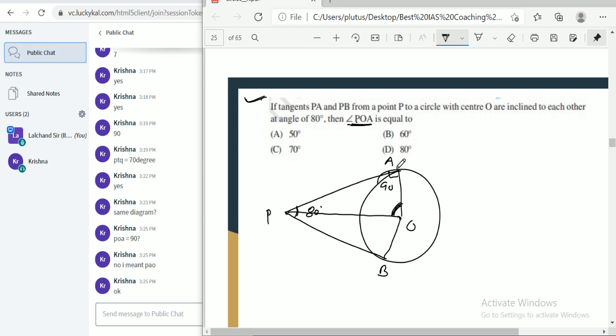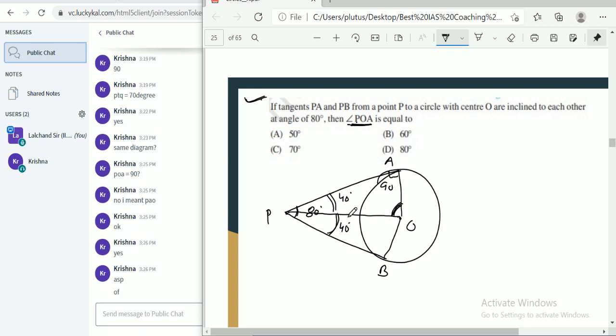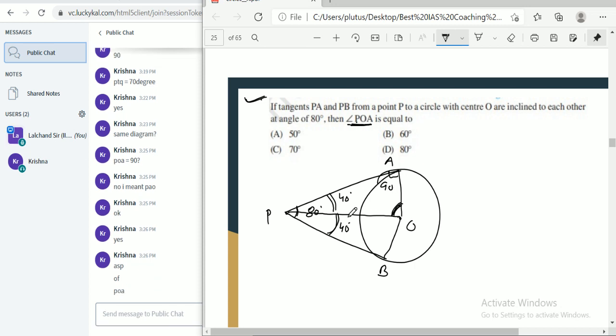We have discussed in the last class that this angle is bisected with the help of PO. So can we say this angle is equal to this angle? We proved this in the last class using CPCT when we proved these two triangles congruent. So we can say this is the bisector of angle P. So this is 40 degrees and this is also 40 degrees. Now this is easy. Angle sum. So what is the value of POA now?